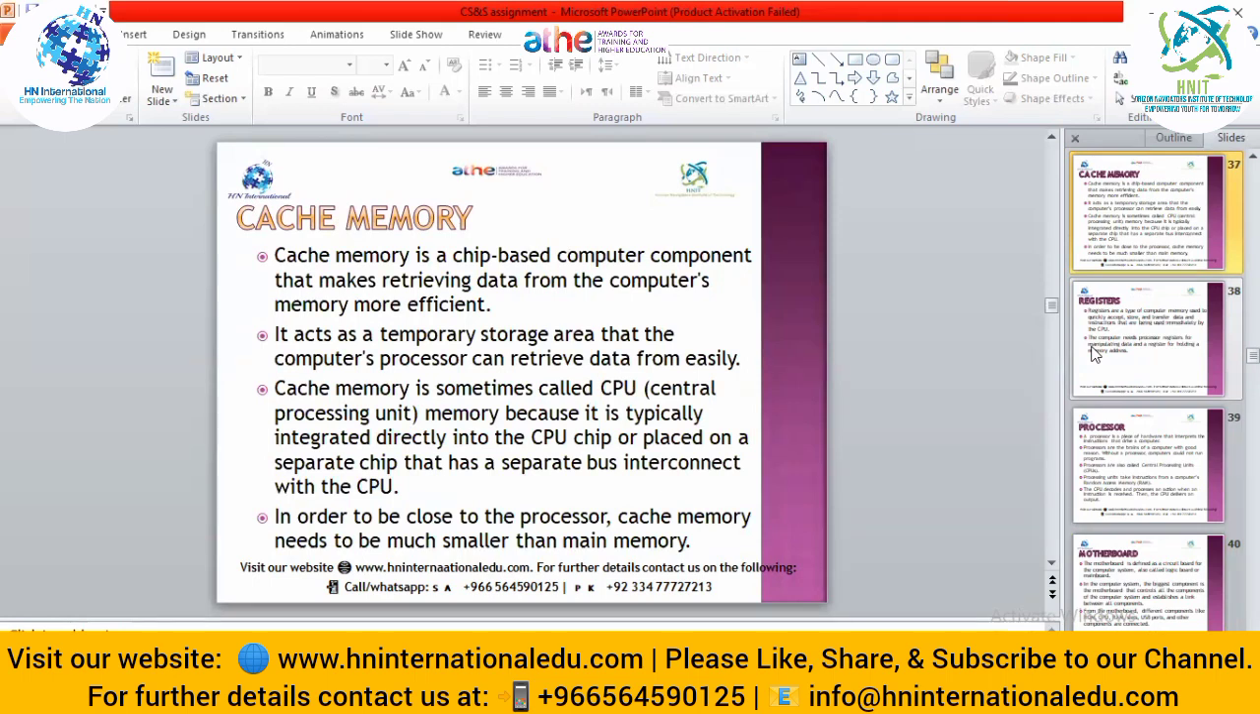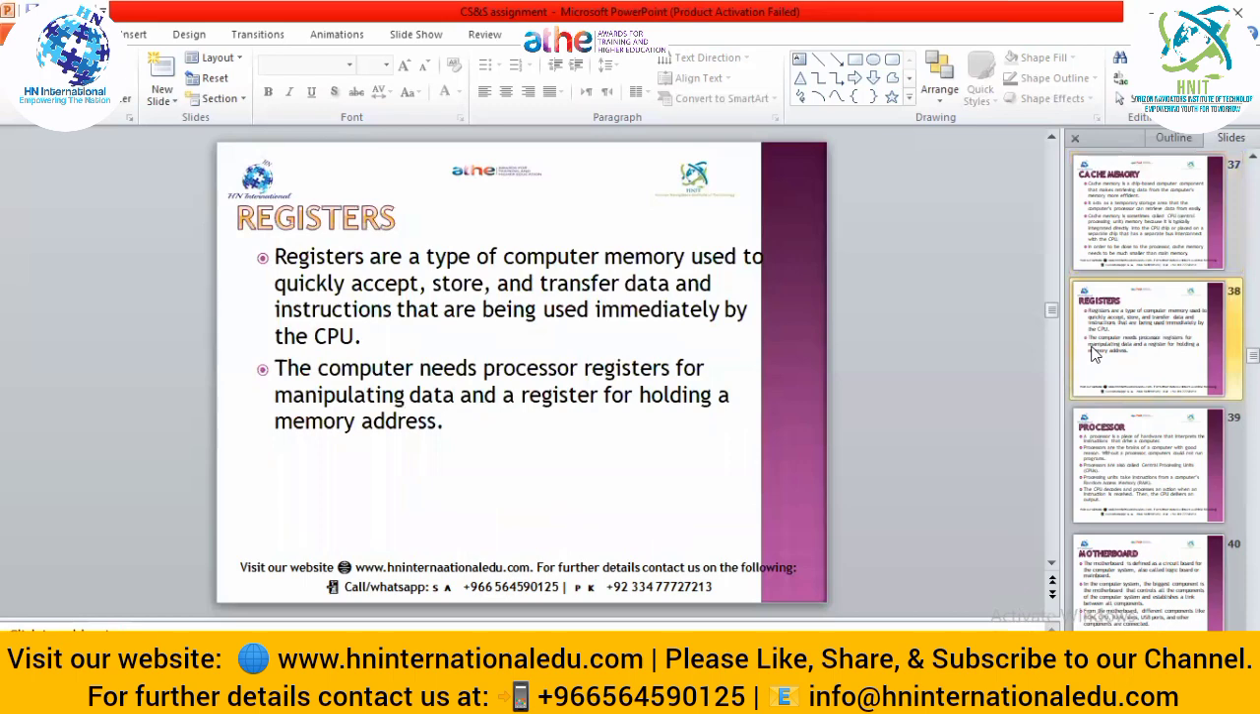Cache memory is sometimes called the CPU memory because it is physically integrated directly into the CPU chip or placed on a separate chip that has a separate bus interconnect with the CPU. So we can say that sometimes we place the cache memory on the CPU chip, or we take a bus and connect that bus to the chip. In order to be close to the processor, cache memory needs to be much smaller than the main memory. It is expensive, so that's why we use cache memory in smaller amounts.